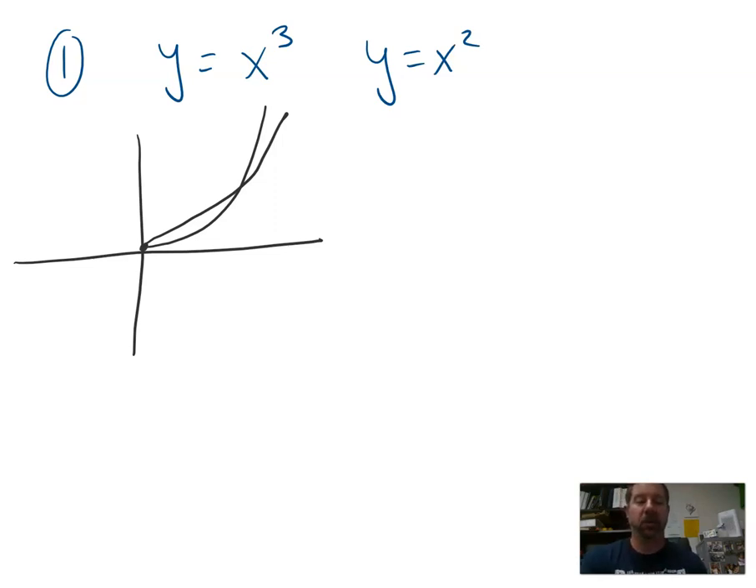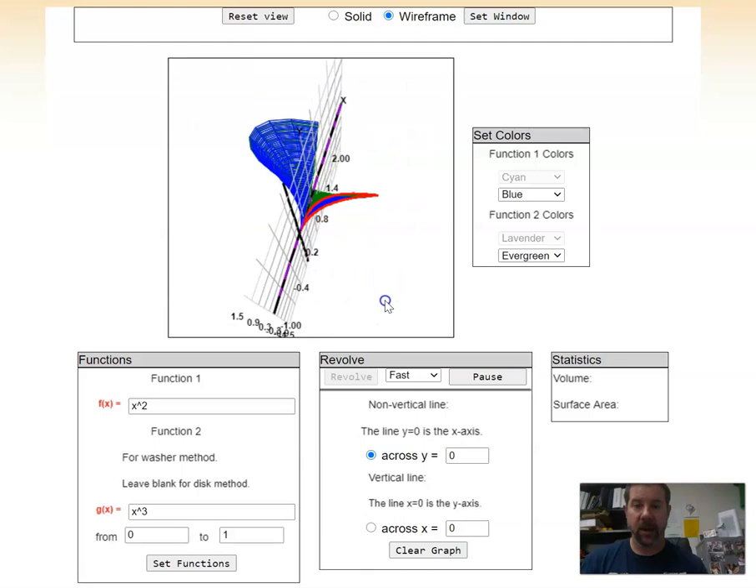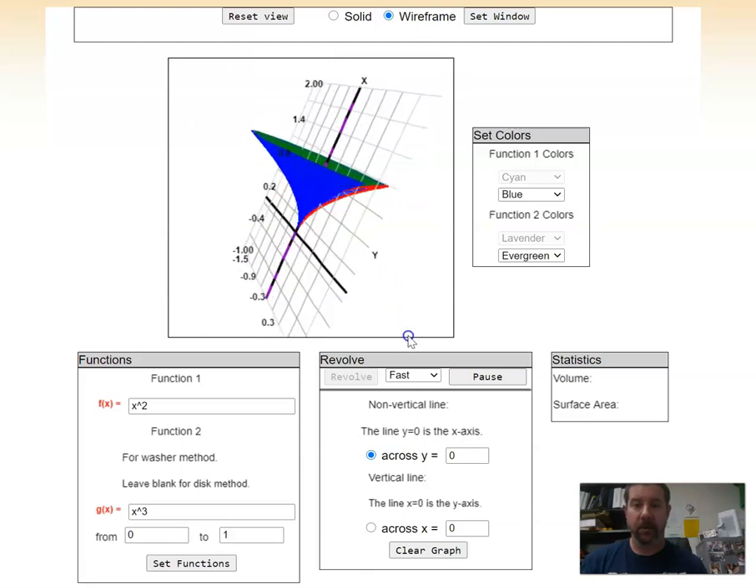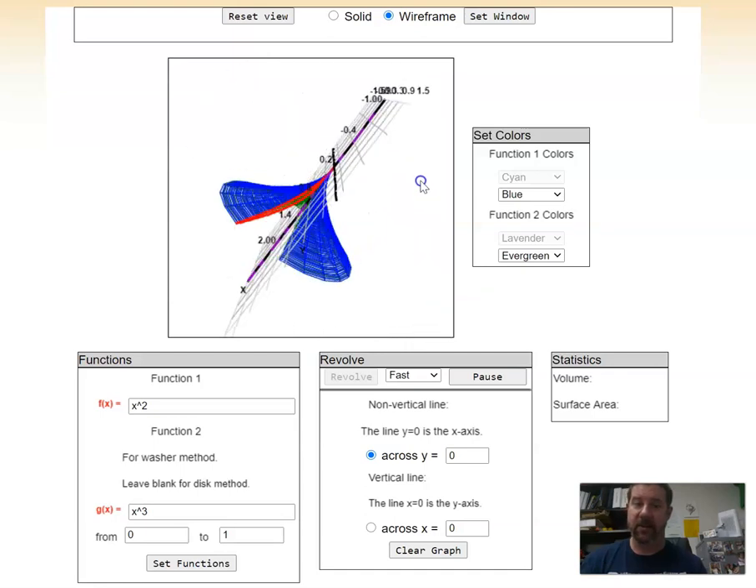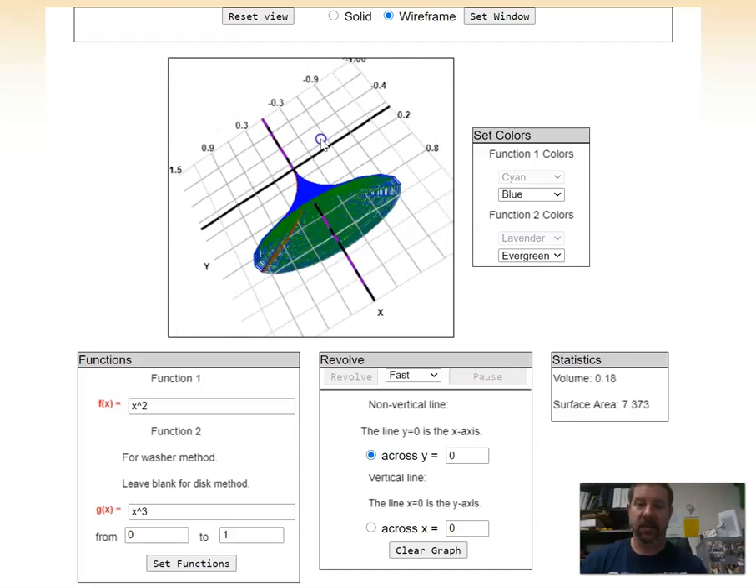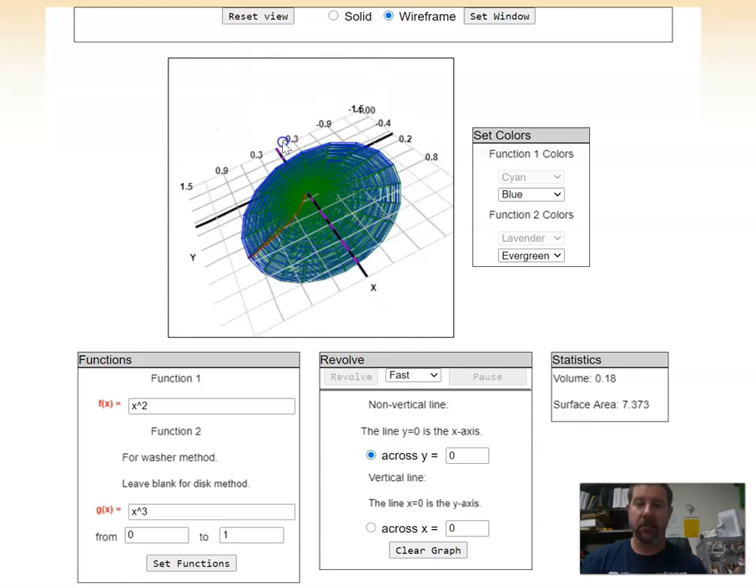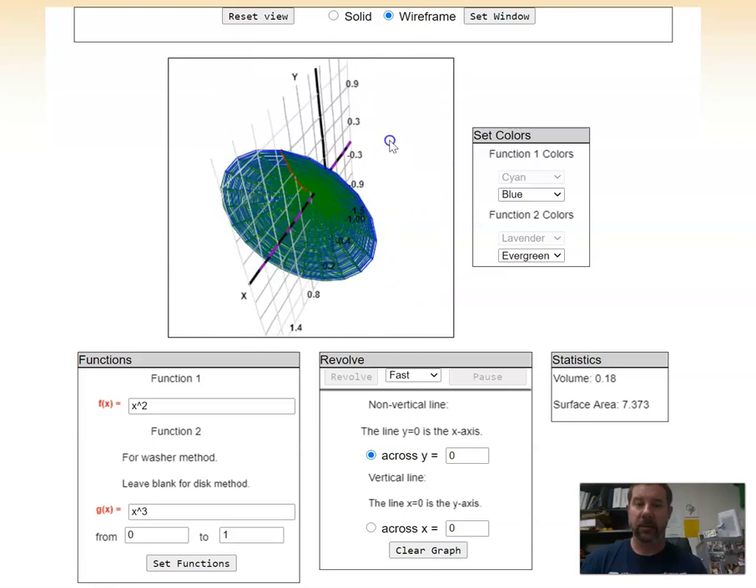Alright, and then real quick, I'll show you on the computer simulation. So here's our enclosed area, y equals x squared and x cubed. And now if we revolve those, this is the shape that we're going to get. Kind of the top of a circus tent, maybe, if you look at it from that direction. But you can see we have open space in the middle down here. It's not completely full, so it kind of looks like that. That's what we're trying to find.